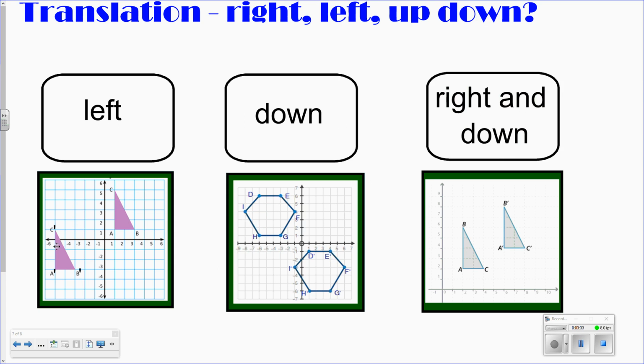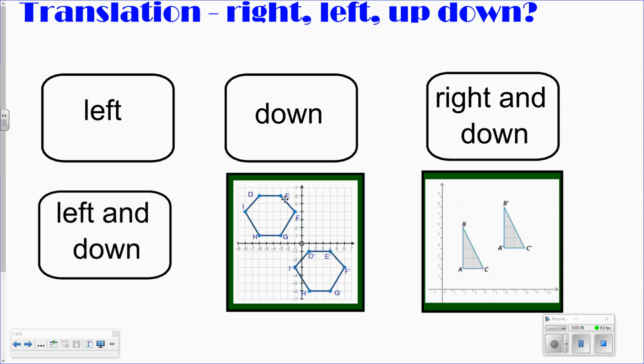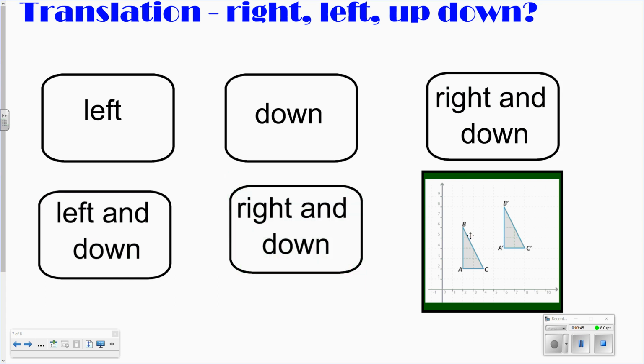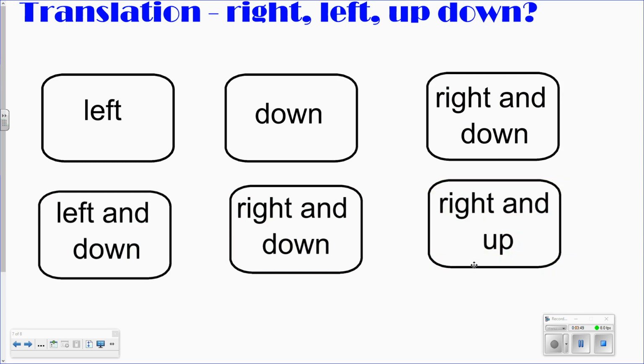This one from C to C prime looks like it's going to the left and then down. From E to E prime, it's going to go right and then down. And from B to B prime, it's going to go up and right.